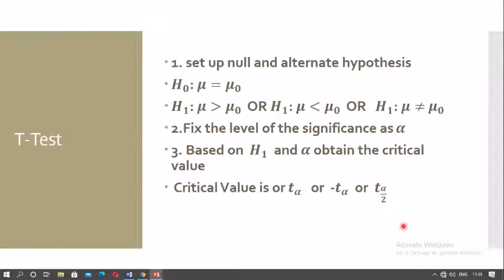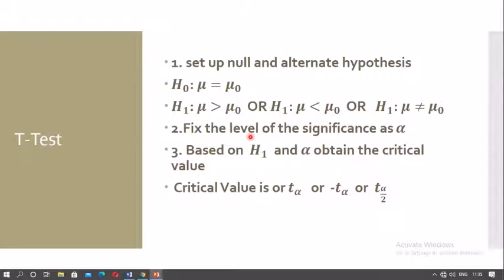Now in a t-test, to test a single mean, we use a standard procedure where the first step is to set up a null and an alternative hypothesis. The null hypothesis here is given as mu equal to mu naught. H1, the alternative hypothesis, is given as follows: mu greater than mu naught, mu less than mu naught, or it could be mu not equal to mu naught.